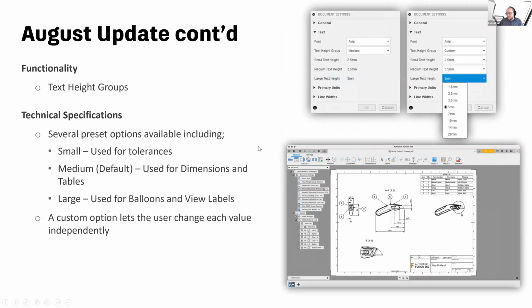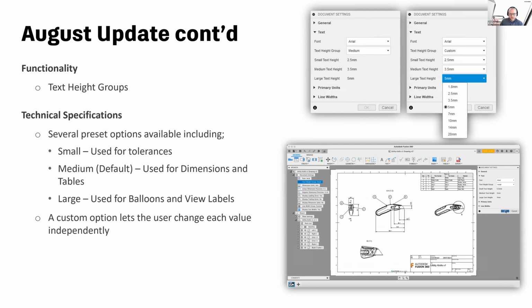And then similarly is the ability to change the text height groups to a custom text height group. So again, we have the ability to have small, medium, and large text sizes. And what that allows you to do is change what you can see here: small, which is used in tolerances, medium, which is used in dimensions and tables, and large, which is used in those balloons and view labels.